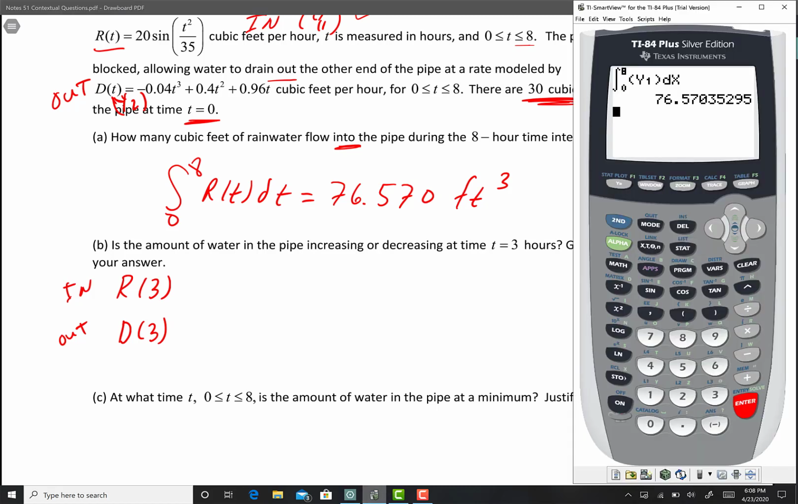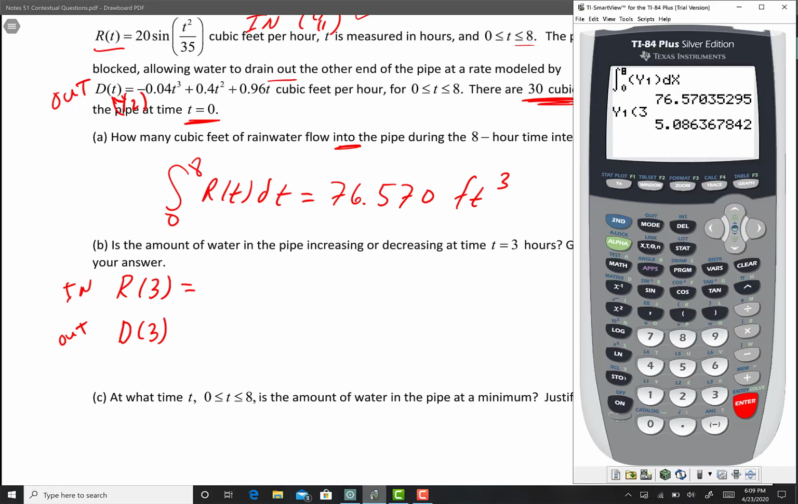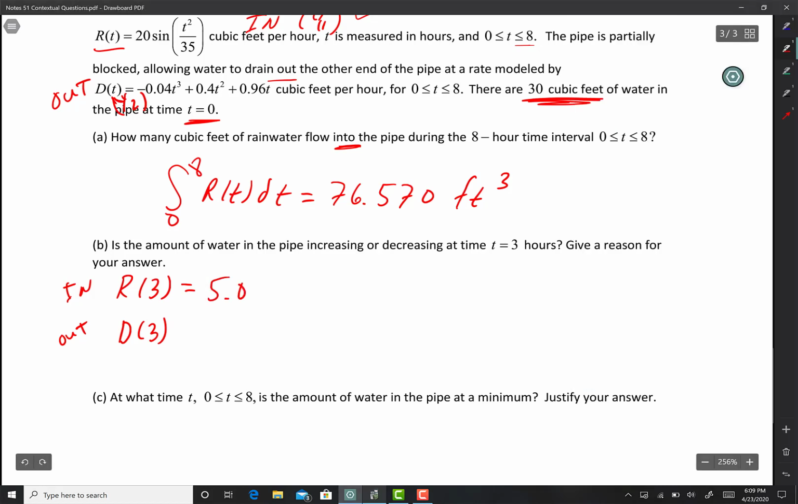So here's my rate. I already got my rate in here. So I'm going to go Y1. I'm going to put 3. And I'll push enter. So there it is. So this is how much is going in. 5.086. 5.086 cubic feet per hour.